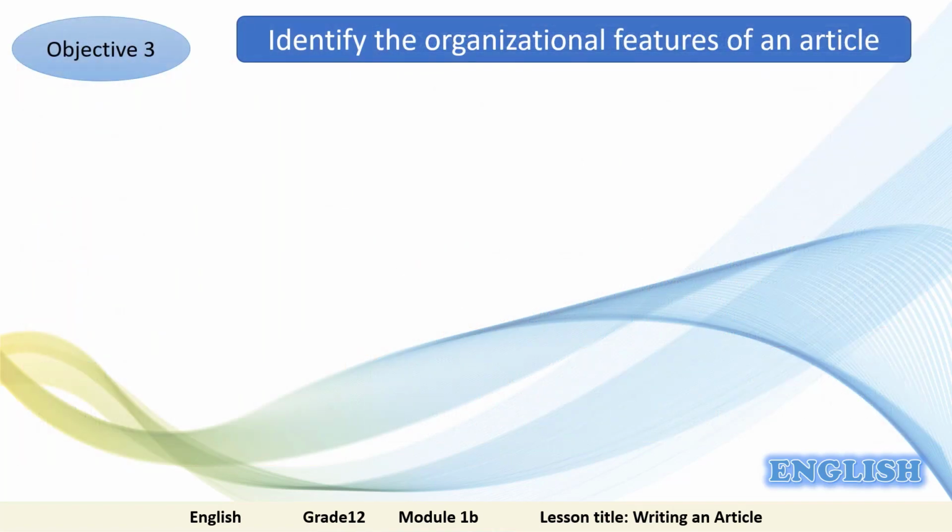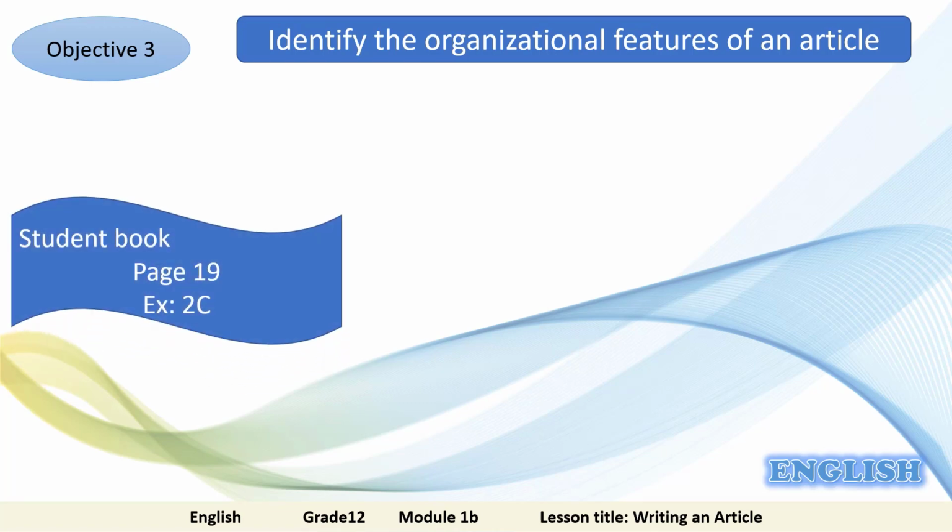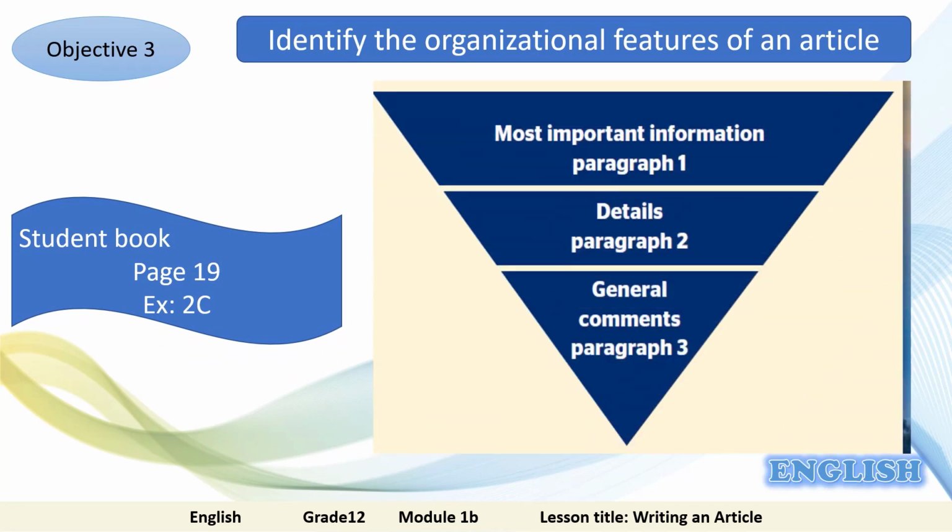Our third objective is to identify the organizational feature of an article. In your student book, on page 19, exercise 2C, you will find a flipped triangle that gives specific information of the content of each paragraph. Paragraph 1 should include the most important information. Paragraph 2 should include the details. Paragraph 3 should include the general comments.